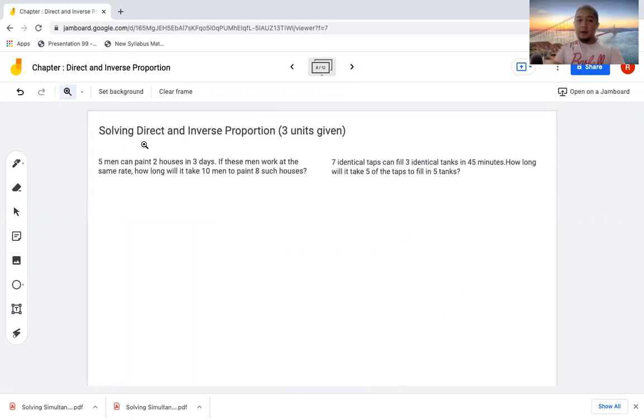So in this particular part, we are going to solve direct and inverse proportion, which involves 3 units. So what I usually do here is, if I'm going to have this particular problem, I usually write the units in a table form. So for example, 5 men can paint 2 houses in 3 days. So automatically I write the unit for the men, for the houses, and for the days.